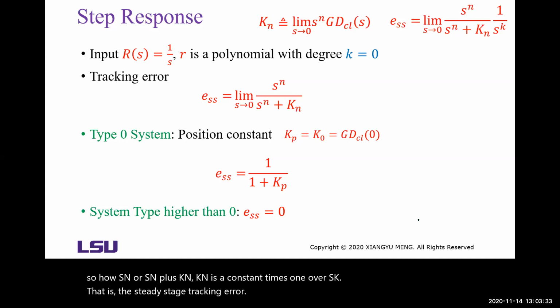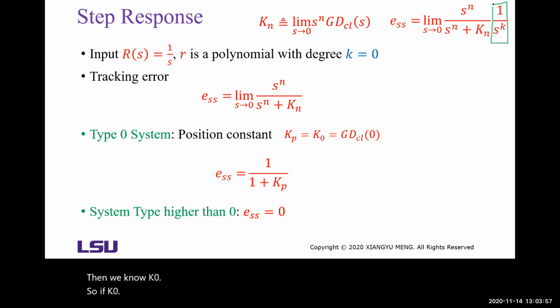Now let's look at the step response. We know for step response, the reference input is a constant. The constant is a polynomial with degree 0. Then we know k is 0. So if k is 0, this part is 1. Then the steady-state tracking error becomes s^n over s^n plus K_n.